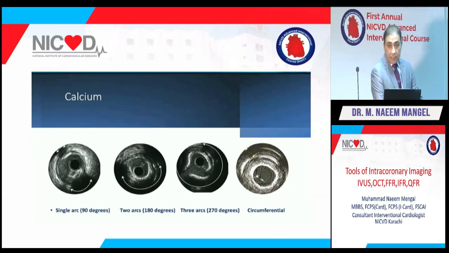So the calcium, on the basis of its extent, whether it's present in one arc of 90 degrees or more than 90 degrees. We define one arc as 90 degrees. It can be a single arc of 90 degrees or two arcs, or it can be circumferential, present in the whole circumference of the vessel.